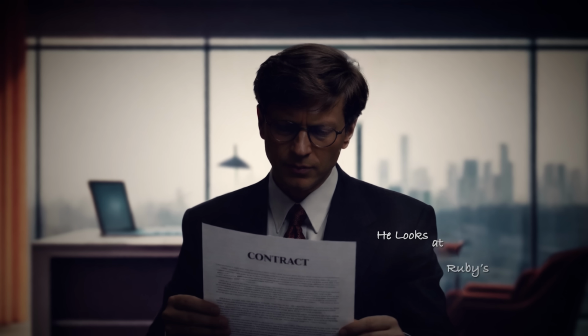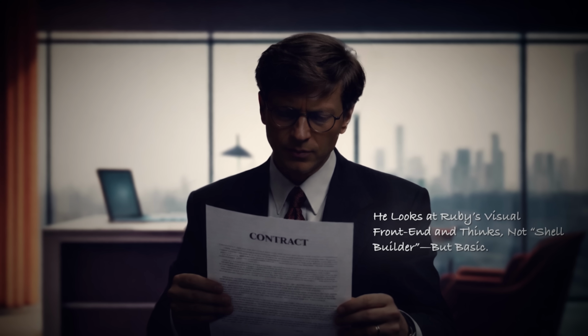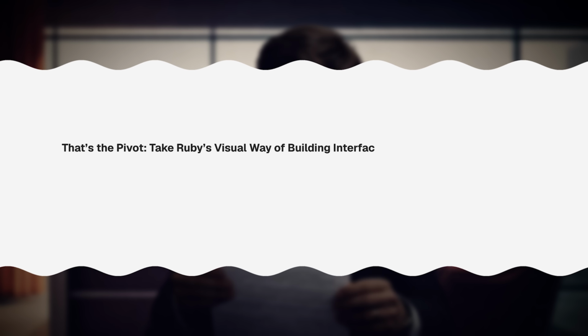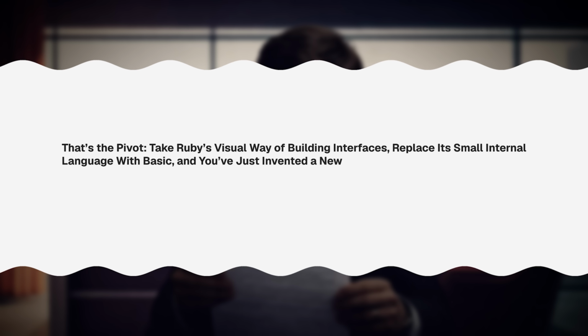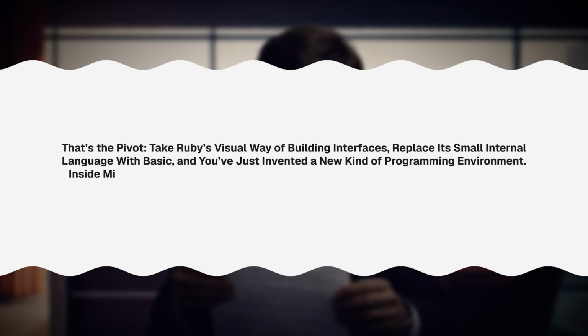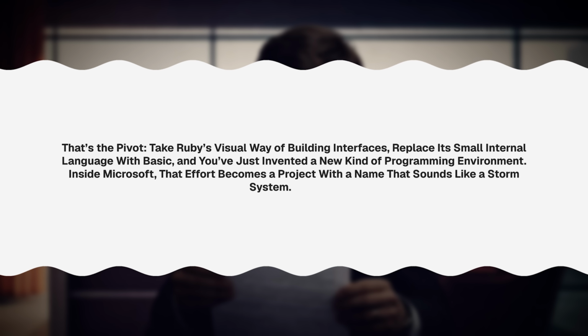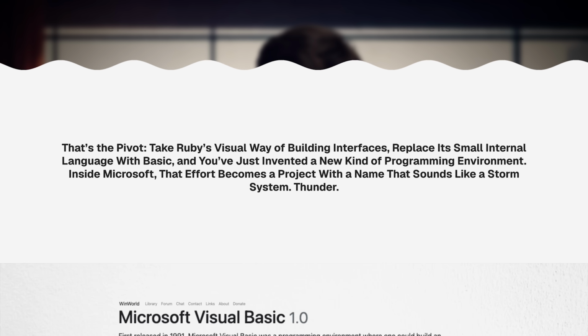He looks at Ruby's visual front end and thinks, not Shell Builder, but Basic. He loves Basic. He believes the future of programming needs a visual component. And that's the pivot. Take Ruby's visual way of building interfaces, replace its small internal language with Basic, and you've just invented a new kind of programming environment. Inside Microsoft, that effort becomes a project with a name that sounds like a storm system. Thunder. In May 1991, Visual Basic 1.0 ships for Windows.